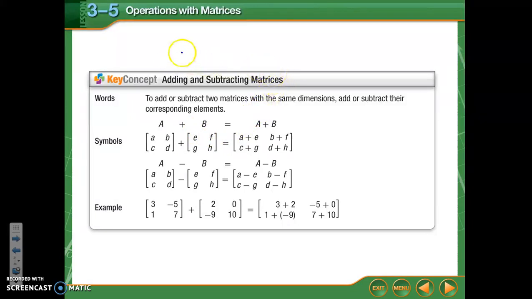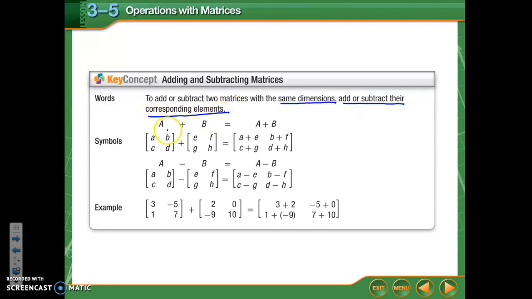Okay, the next thing that we're focusing on in this section, the first was analyzing data in matrices and understanding how that works. The second is doing some operations. So we're going to start with adding and subtracting. When I add and subtract matrices, the key is that they have to have the same dimensions. So they have to have the same number of rows and the same number of columns. And all we do is add or subtract their corresponding elements.